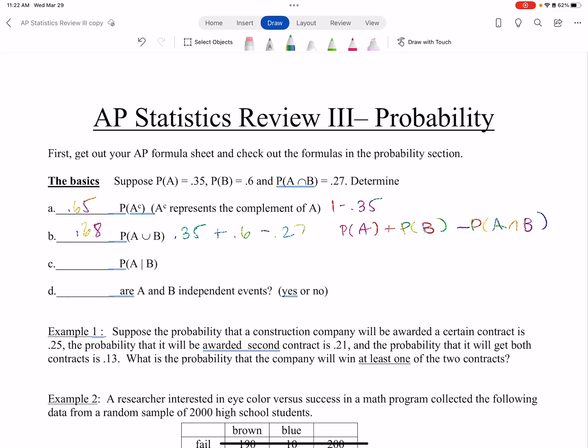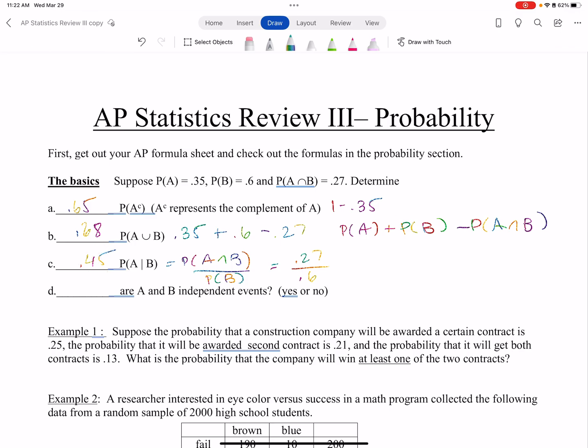Probability of A given B, on the formula chart, that's probability of A and B over probability of B. And so if we go ahead and do that, A and B is 0.27 over probability of B is 0.6. And so that's going to be 0.45.